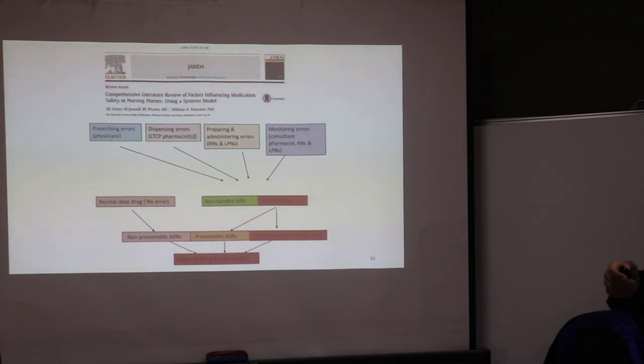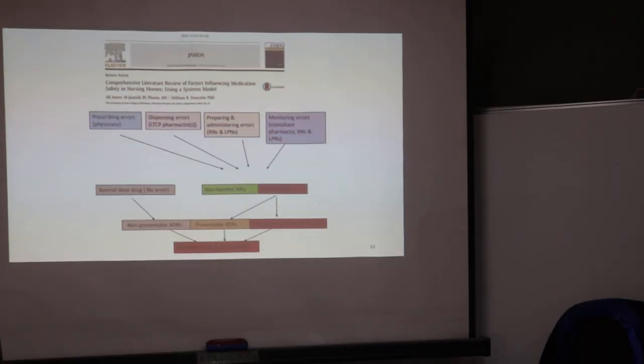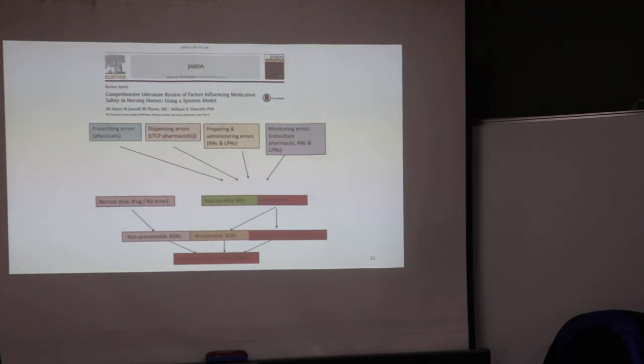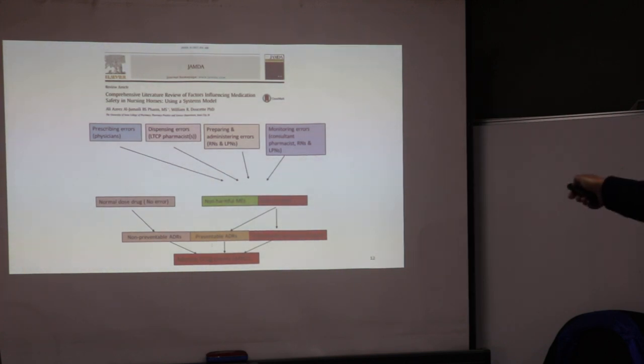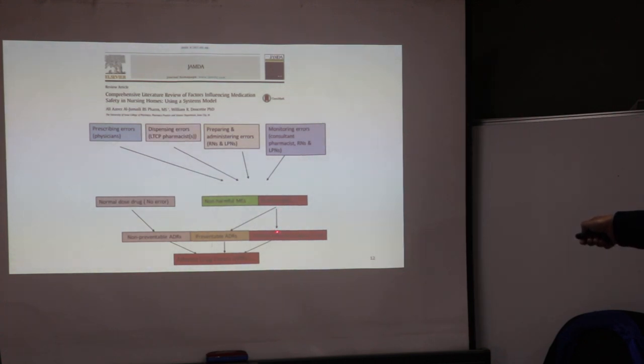Finally, monitoring errors. Monitoring errors in nursing homes are the responsibility of the consultant pharmacist, nurse, and physician. If we don't monitor the INR for patients taking warfarin, they will end up with bleeding. So it's the responsibility of every healthcare provider. Those are what we call harmful medication errors. We focus on preventable medication errors that end up with adverse drug events.